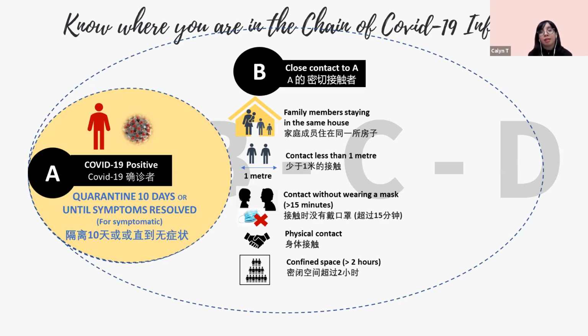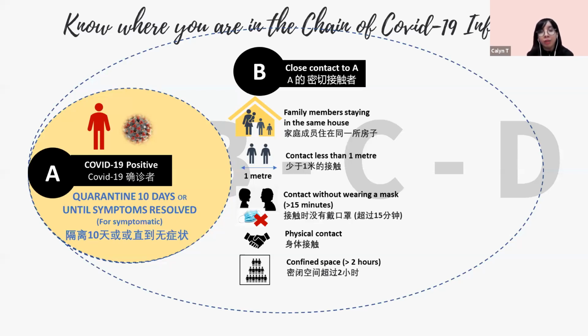Physical contact, because the virus transmits through physical contact, like hugging, touching, and if you shake hands, you're more likely to get it. And confined space more than 2 hours, because if you're in a confined space in the aircon, the air has nowhere to circulate and go. So whatever is in there will probably circulate for a long time, and you're more likely to get the disease. So what happens when you're B? You're a close contact to A.